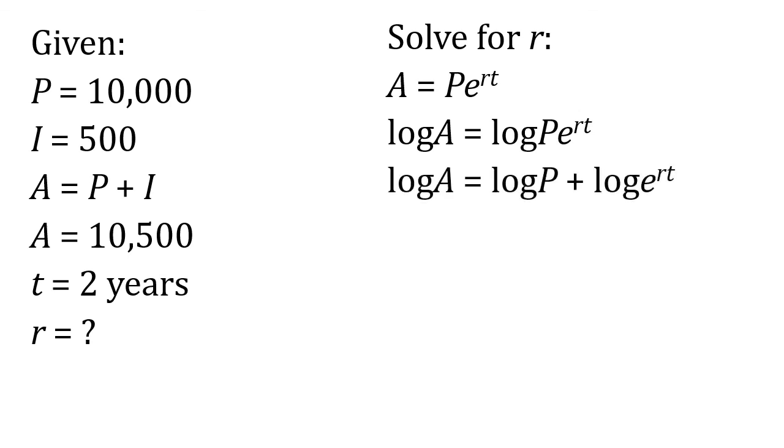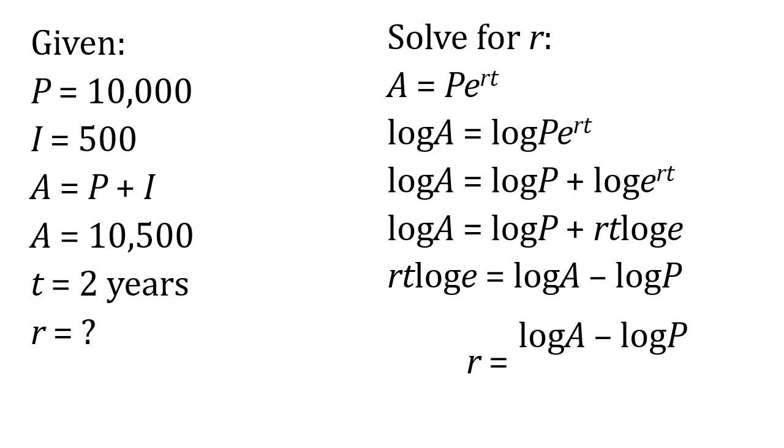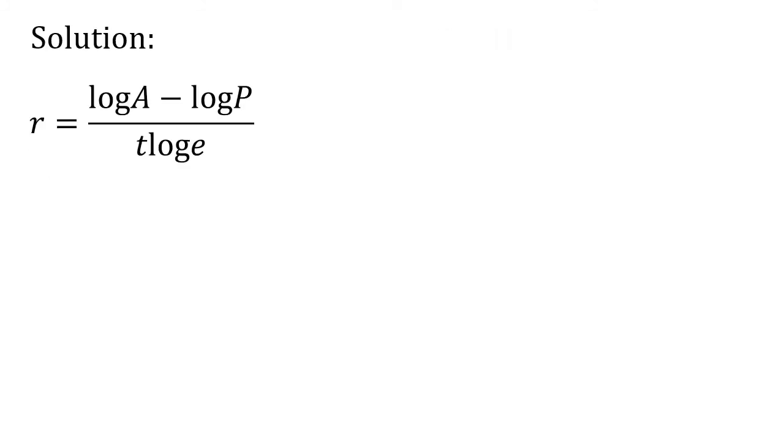This is our formula to solve for r. Again, using logarithms, it's the same procedure that we had before. We will be arriving at this. Since we will be solving for r, divide both sides of the equation by t log e. So r is equal to log A minus log P all over t log e. This is our formula to solve for r in continuous compounding.